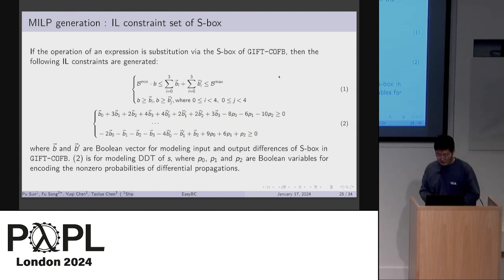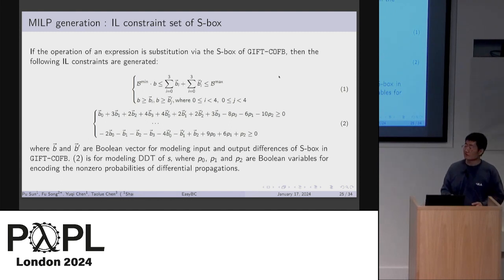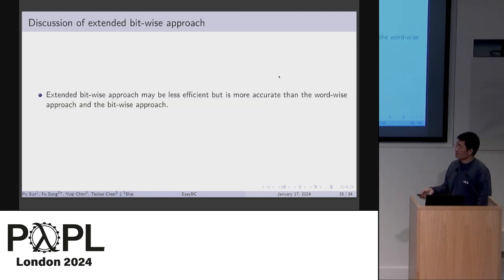Here is the modeling of the S-boxes, which constitutes two parts of the integer linear constraint set. The first one is also based on the branch number, and the second one is the specific modeling of the DDT. For each inequality, we use 3 extra Boolean variables to encode its specific probability. The extended bitwise approach may be less efficient, but it's more accurate than the wordwise approach and the bitwise approach.